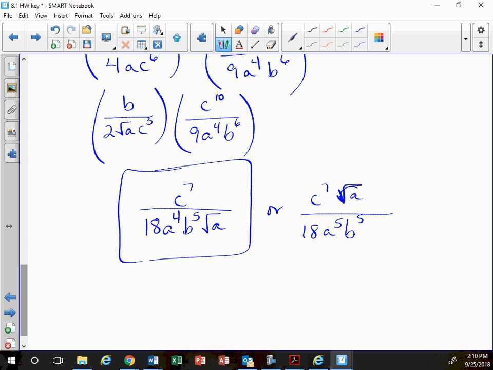If you rationalize, multiply the square root of a in both numerator and denominator, which makes it a. As the year goes on, I'll tell you if you need to rationalize or not. In calculus, you don't have to rationalize, so we don't rationalize much in here, okay? All right, feel okay about that?